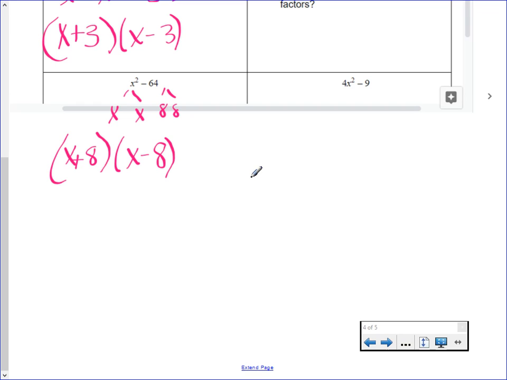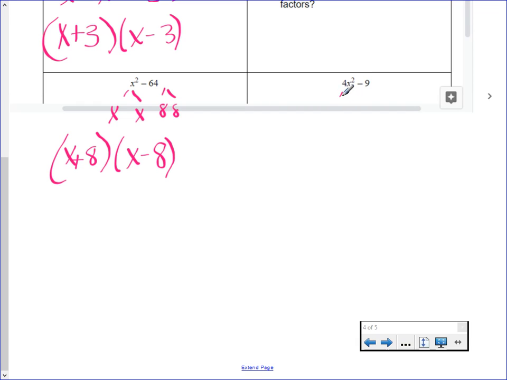This is called the difference of 2 squares. What does difference mean? Like what operation? So you have to be subtracting to be able to do this little quick tip right here. It cannot be an addition sign. It's called the difference of 2 squares. So if there's not a minus sign, you can't do it.